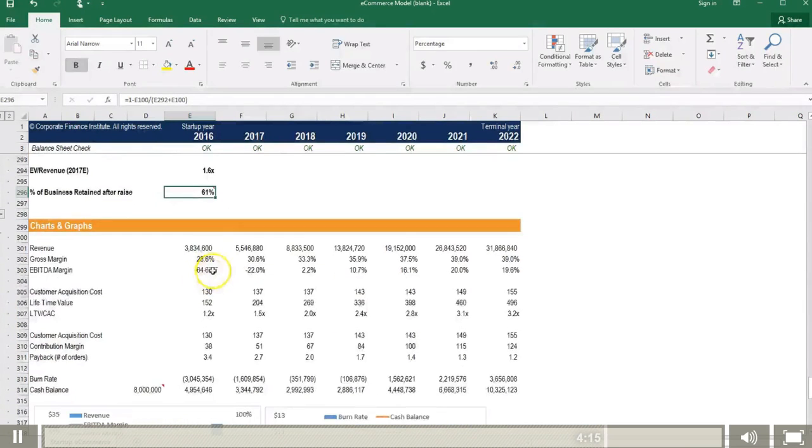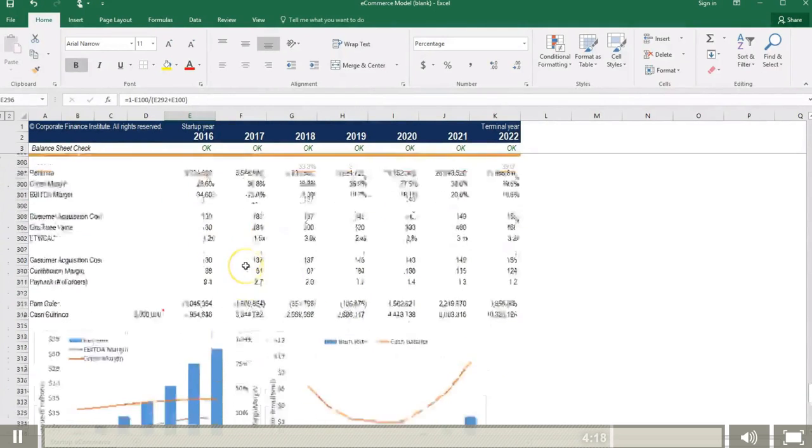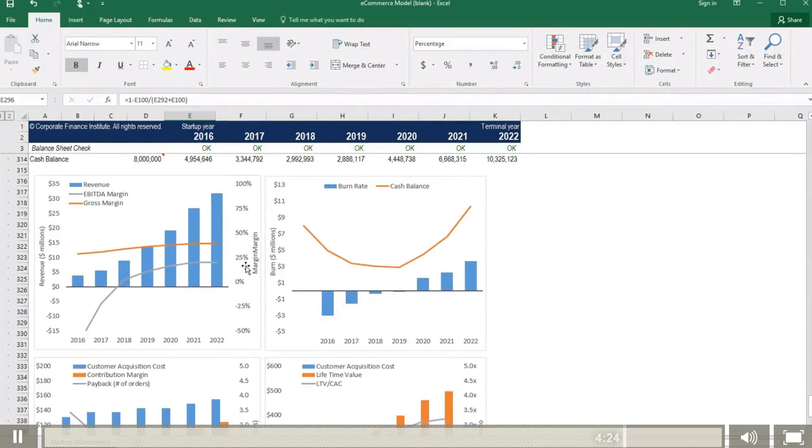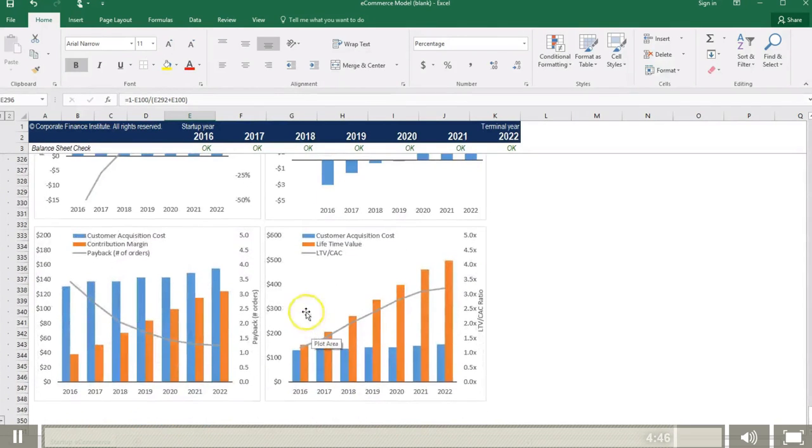Charts and graphs here are pulled from the information above. We've simply linked them. And we've now created these graphs that show the health of the business. So as you'll see, we've got our revenue ramp up, the profile of our EBITDA margin. This has been updated to now have a raise of $8 million, and as you'll see, we now maintain a more healthy cash balance in these lower years. So the burn rate is significant in 2016, breaking even here and then turning positive. Our customer metrics are healthy as the payback goes down in terms of number of orders, and the ratio of LTV to CAC goes up over time.